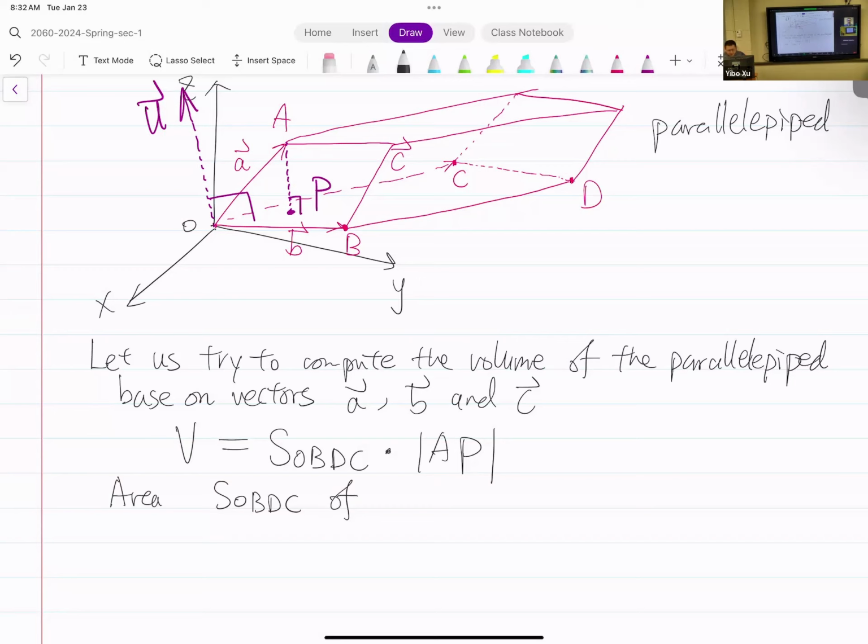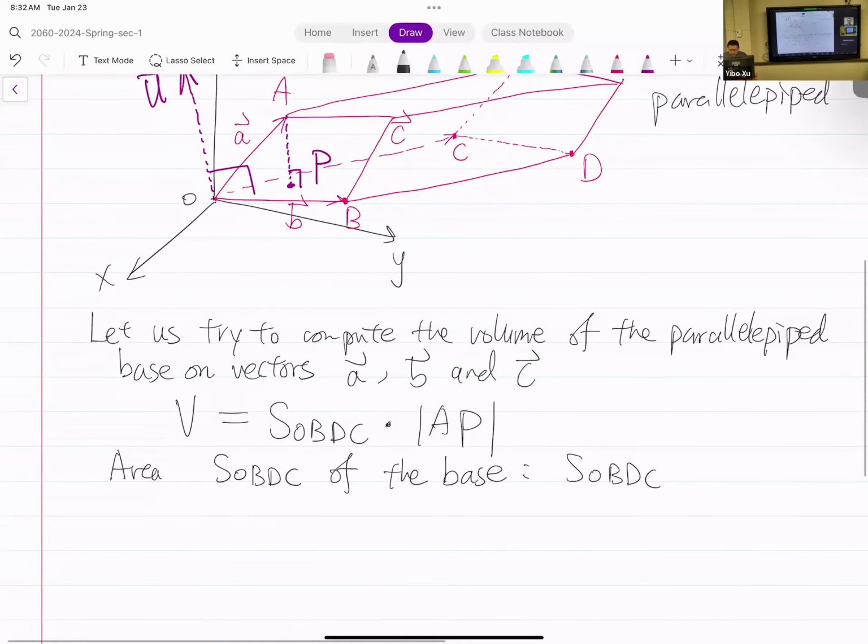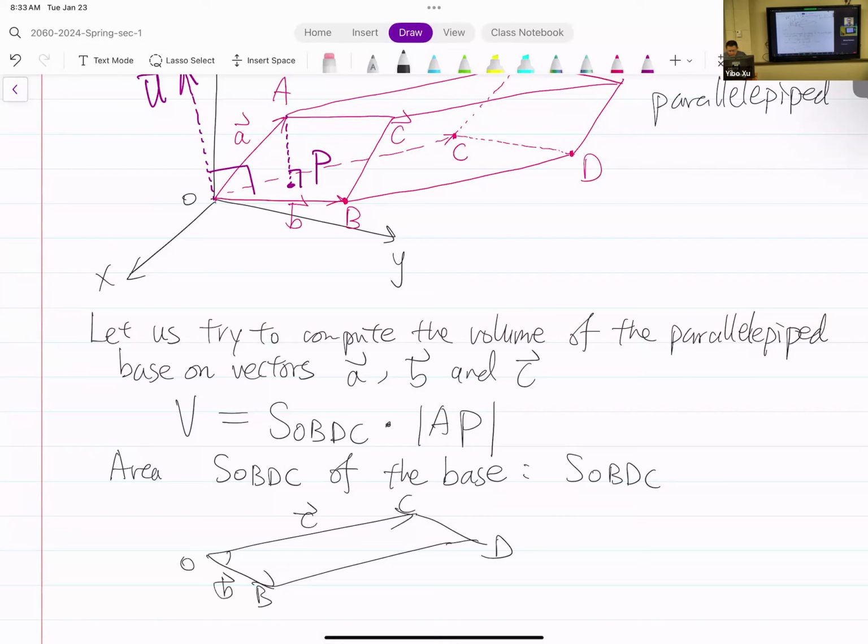So the area of the base, actually OBDC, is not so difficult to compute because what do we know? We know that OBDC is constructed by two vectors, right? So that's actually B and C. So OBDC, that's vector B, that's vector C. So let's say the angle between the vectors is theta.